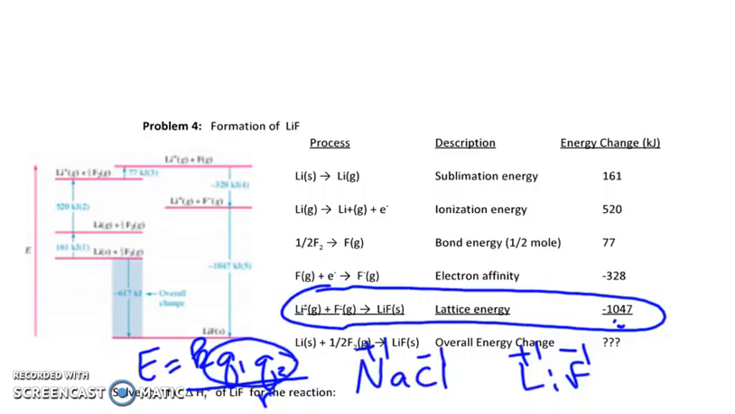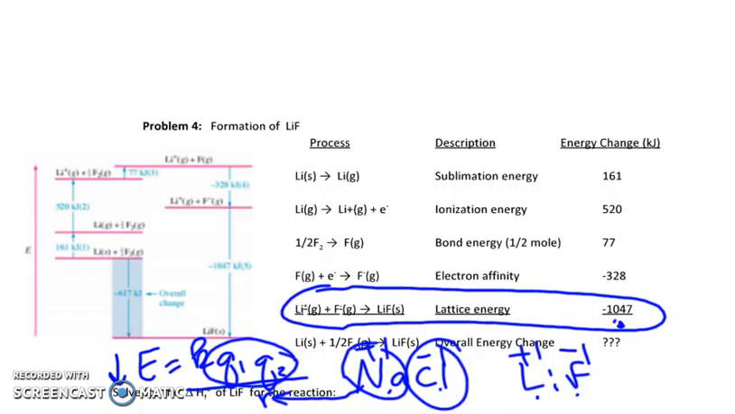It's your R value. Which is a bigger ion, sodium or lithium? Sodium's bigger. Which is a bigger ion, the chloride or the fluoride? The chloride's bigger. So your R here is bigger, and if the R is bigger in the denominator, your E is going to be less. So that's why on the prior page the sodium chloride lattice energy is lower than this page's lithium fluoride.